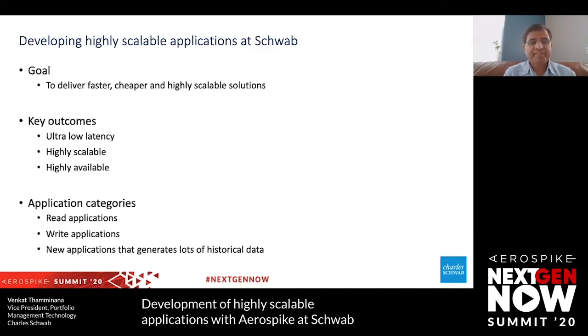So we wanted to have a cache layer where we can cache all the data and keep it in one place, so that when a customer request is coming, we look at one place and get the data. And that's where we did a POC.